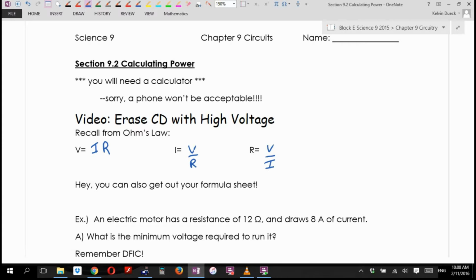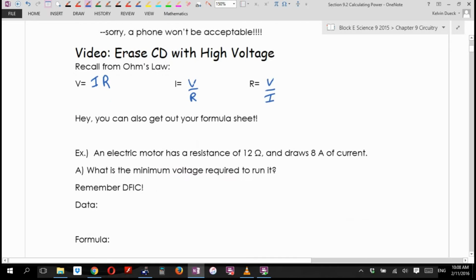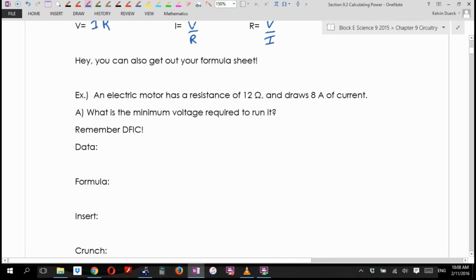So just to apply this then, because I don't think the textbook really gets into some cool applications. An electric motor has a resistance of 12 ohms, and it draws 8 amps of current. What's the minimum voltage required to run it?